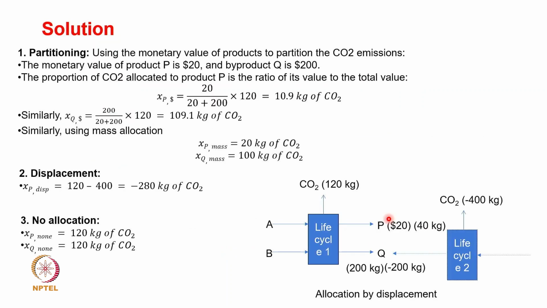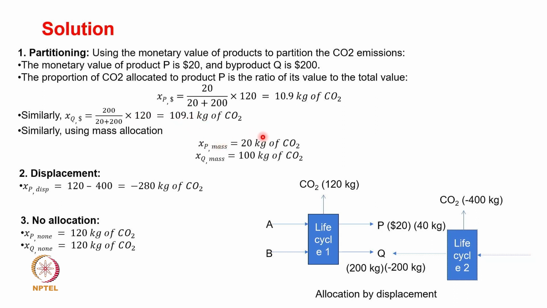So what is partitioning? In partitioning, we use the monetary value of the product to partition the CO2 emission. The monetary value of the product is $20 as given and the byproduct is $200. So the proportion of the CO2 allocated to product P is the ratio of the value of that product to the total value. So XP is 20 divided by (20 plus 200) times 120, the amount produced, which will be 10.09 kilogram of CO2, while XQ would be 200 divided by (20 plus 200) times 120, which is like 101 kilogram of CO2.